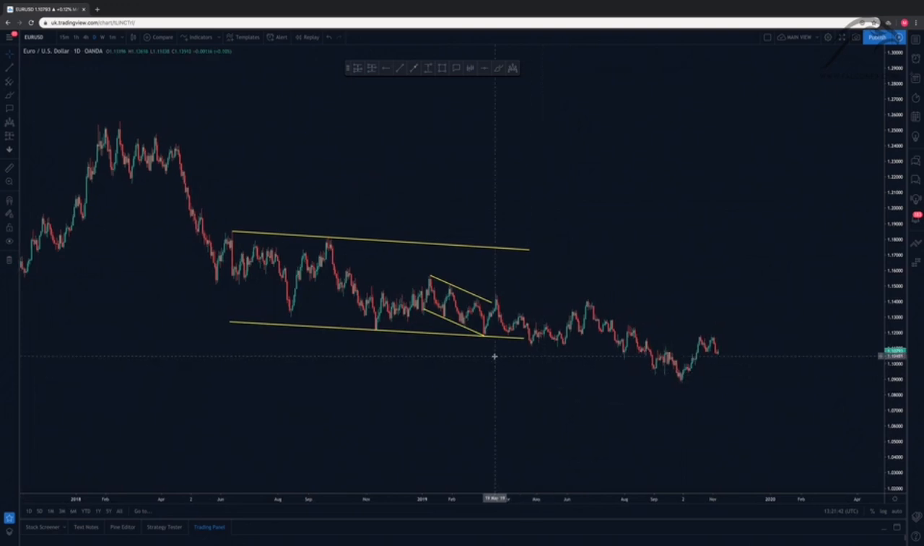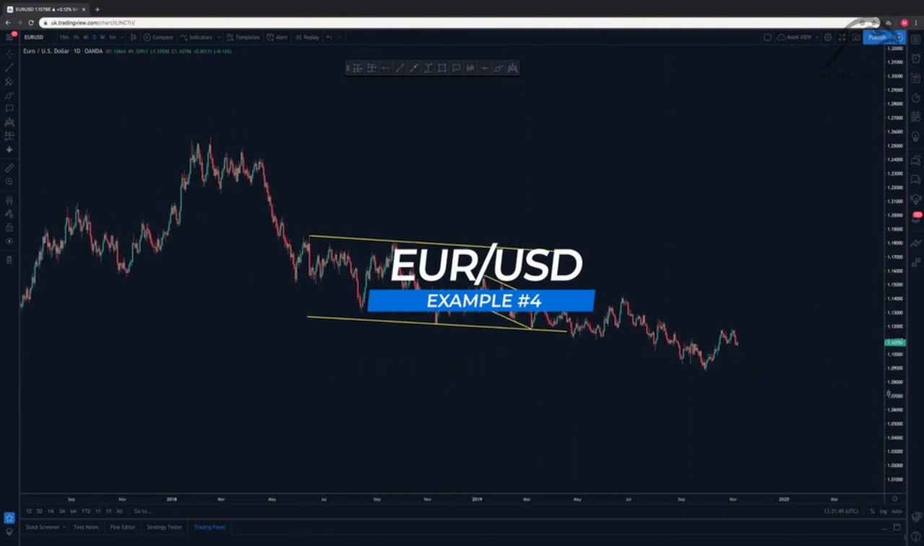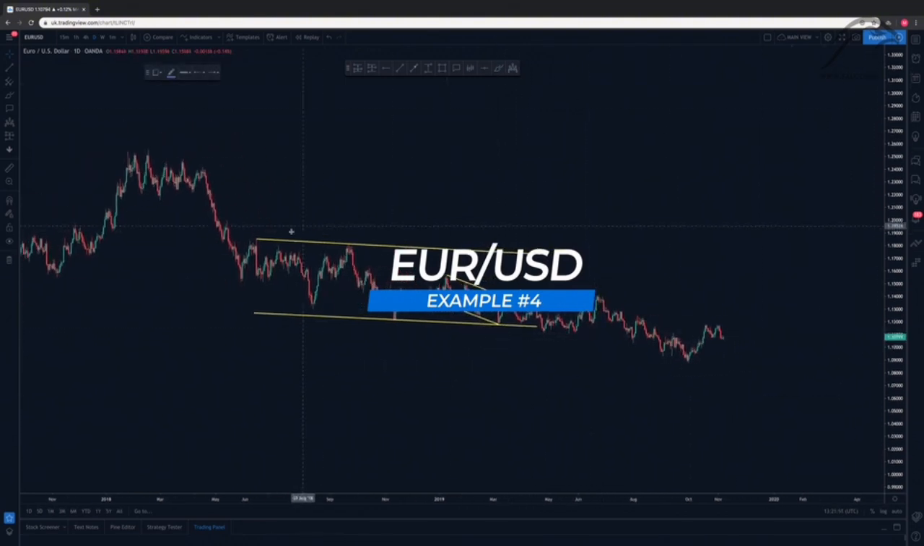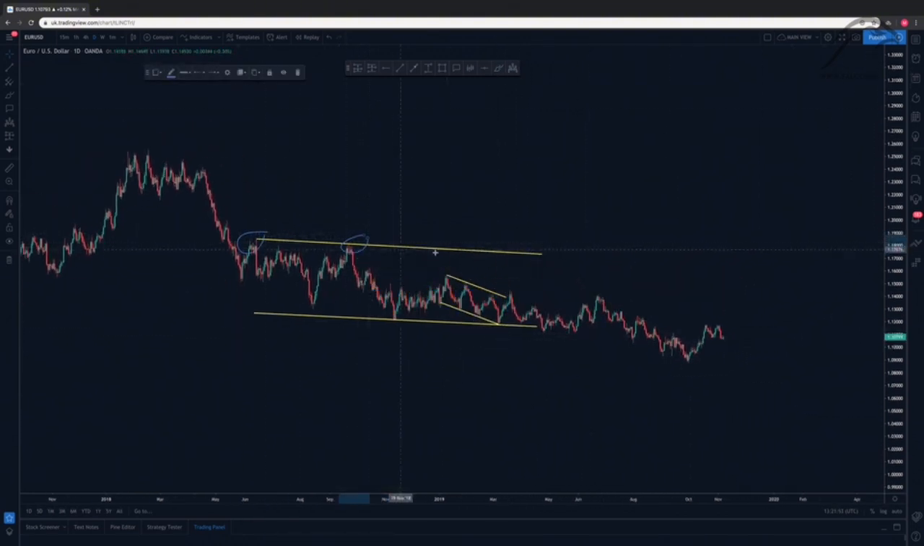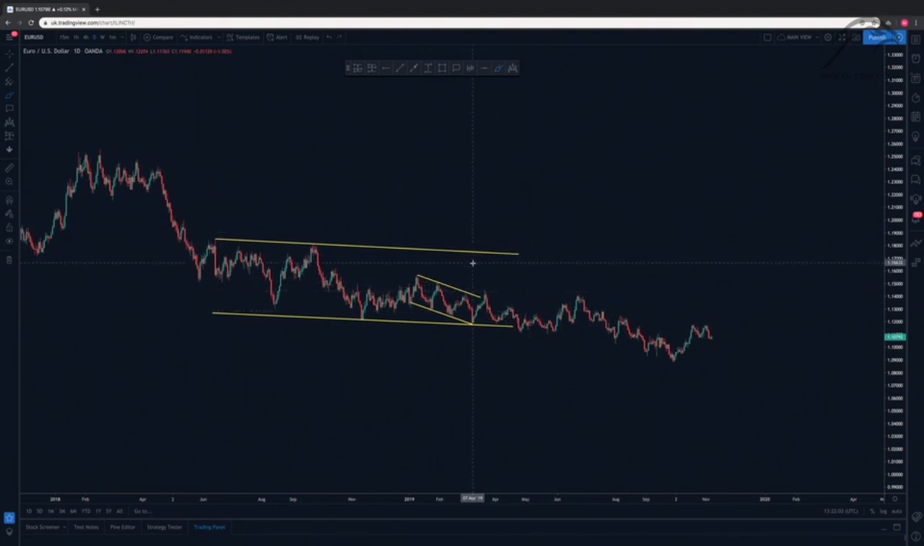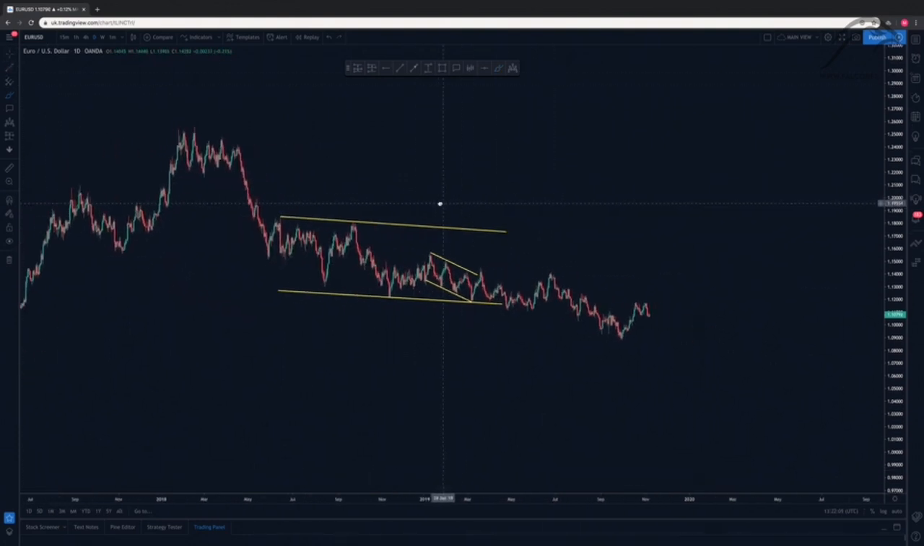So now moving on to another entry type, looking at another reduced risk entry. So here we have Euro Dollar on the daily chart, and we can see a couple of things here. So we have our oval, 1 touch, 2 touch, and then we have touch 1, touch 2. So we can see we have this parallel channel here. Now within it, we're looking for buying opportunities and selling opportunities because there are 2 ways to capitalize.